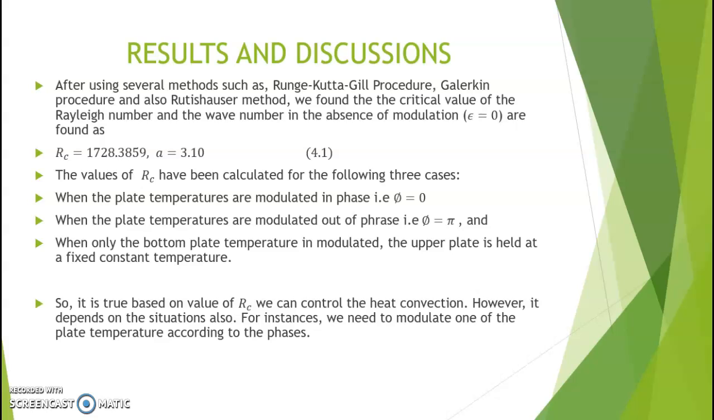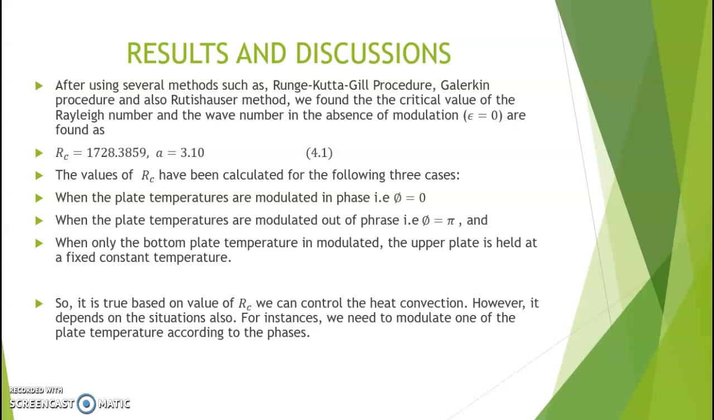Results and discussion: as shown, 4.1 is the result after we rearrange, substitute, and use Simpson's law. We use the Galerkin technique, and we rearrange the equation. We substitute the equation, and we will get 4.1.